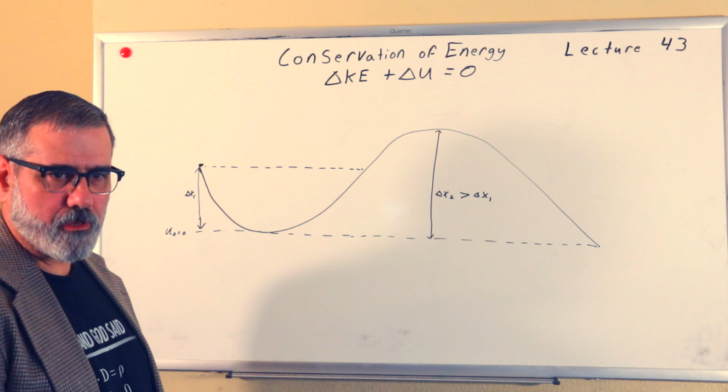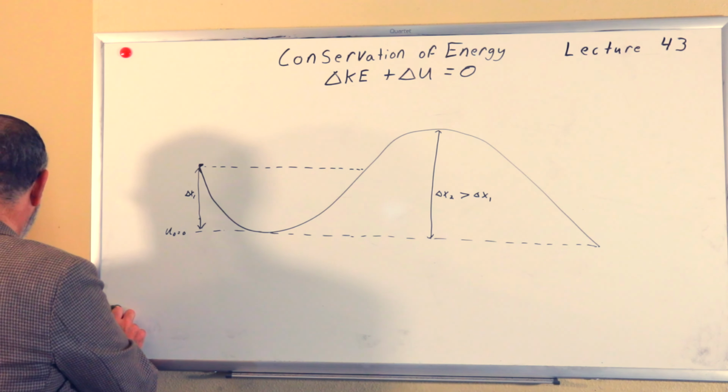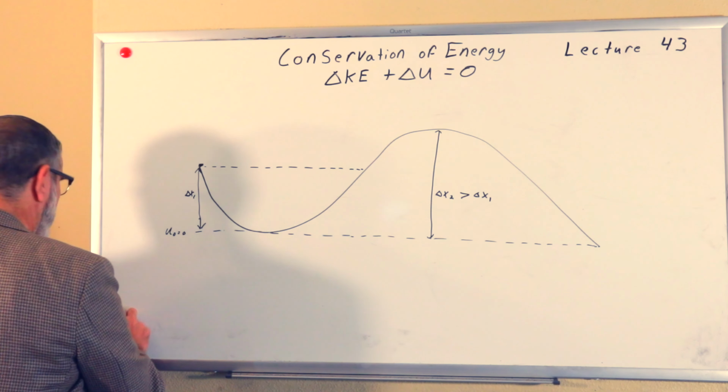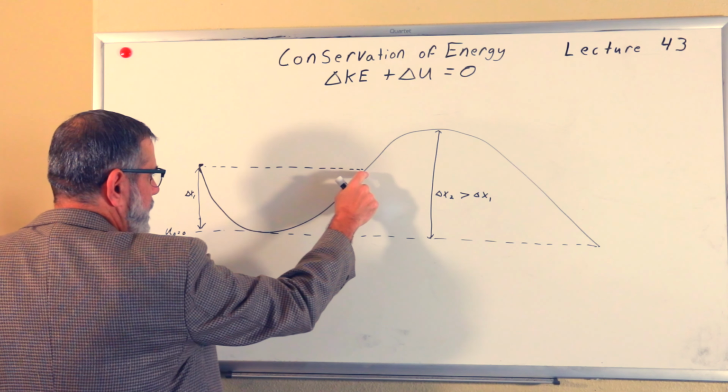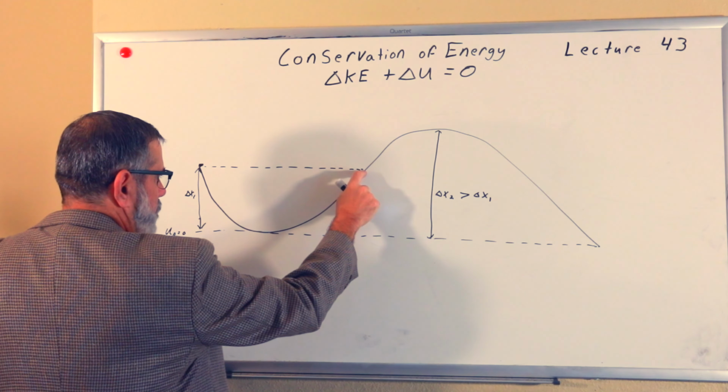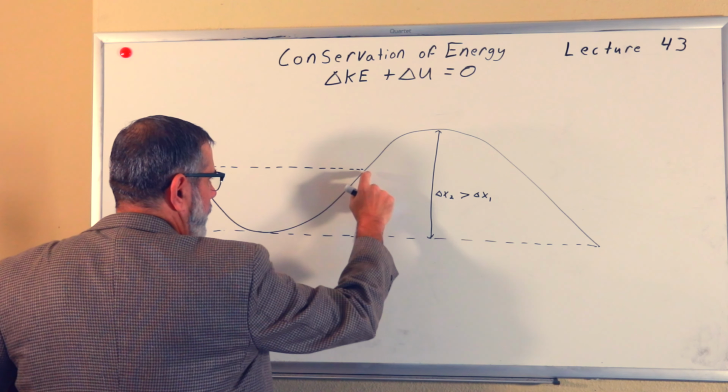We'll talk about heat when we get to thermodynamics, but all right. So the answer to this question is no, it will not. The highest that it could get is this point right here, delta x1. And if delta x2 is greater than that, it'll never get over that hill.